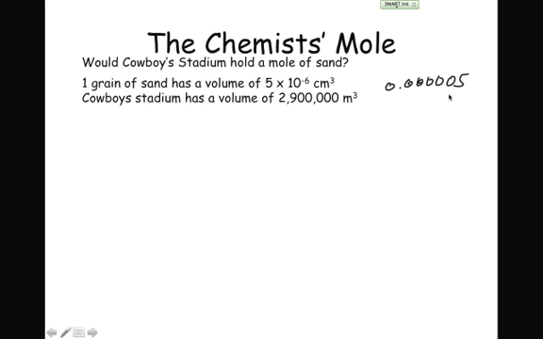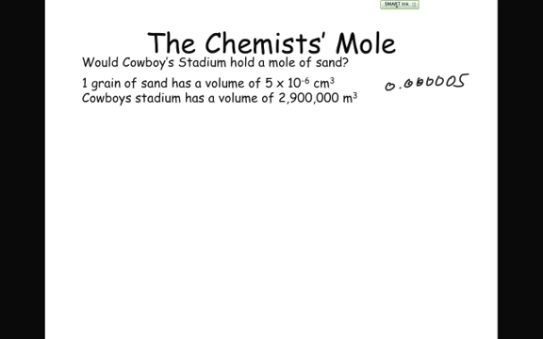That's really small. That's a millionth of a cubic centimeter. So remember, a cubic centimeter is a milliliter. And so you've measured milliliters in our graduated cylinders, and a milliliter is not very big. And so we're taking 5 millionths of a milliliter, and that's a grain of sand. That's really, really small. Cowboy Stadium, I just looked this information up on the internet. Cowboy Stadium has a volume of 2.9 million or 2,900,000 meters cubed, and not centimeters cubed, but meters cubed, which are much larger than centimeters cubed.